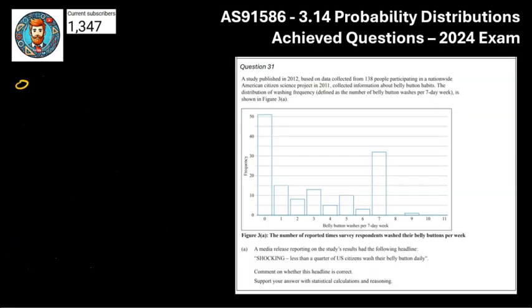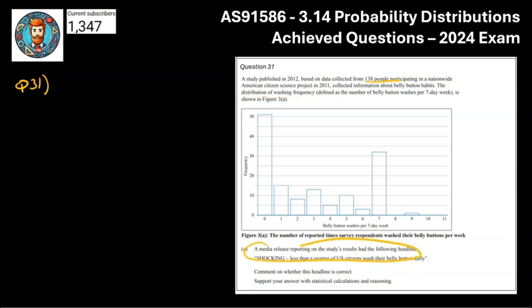So finally, final achieved questions, only 4 in this exam, but we've got question number 31 to deal with now. And we've got here a 2012 study based on 138 people, so that information might be useful. I always circle totals. It has information about their belly button habits. Again, another weird question. In particular, this time around, they did a distribution on how many times in a 7-day week a person washed their belly button.